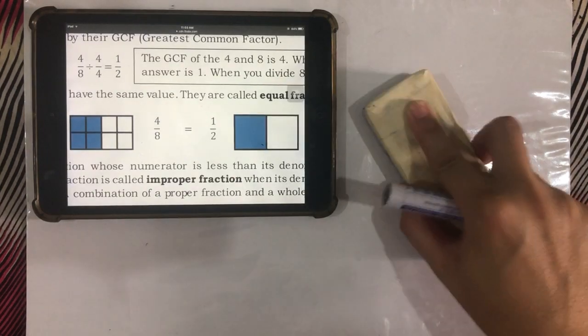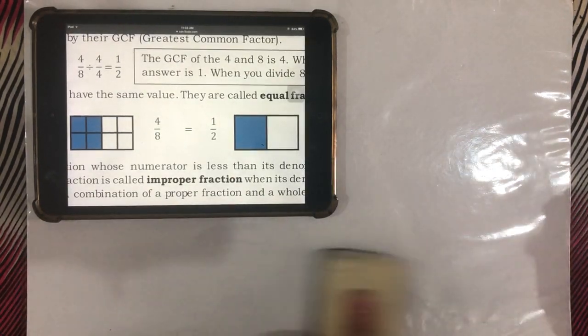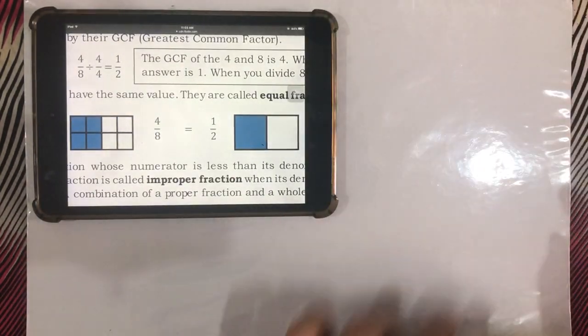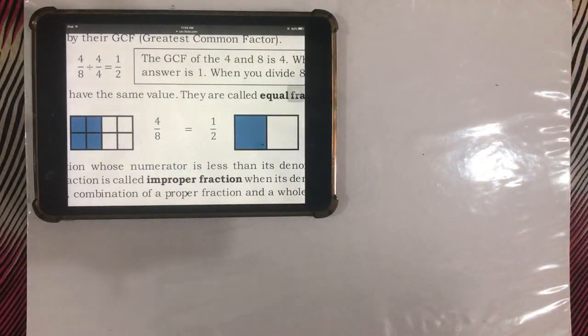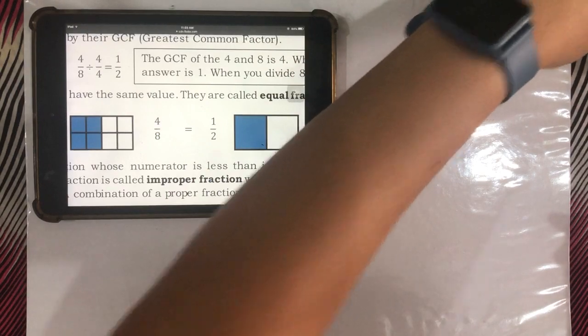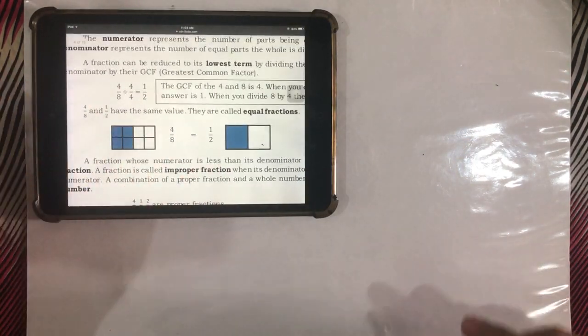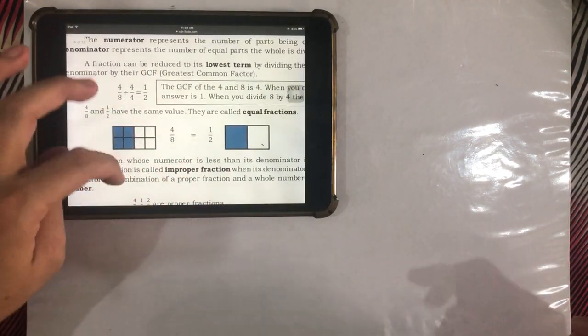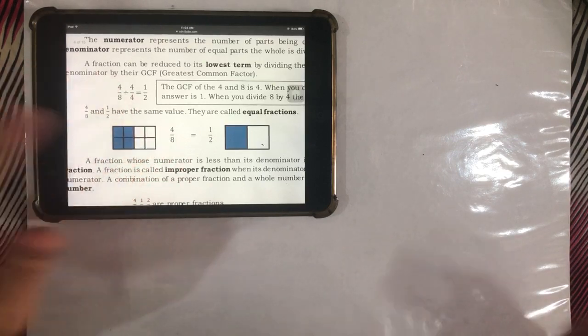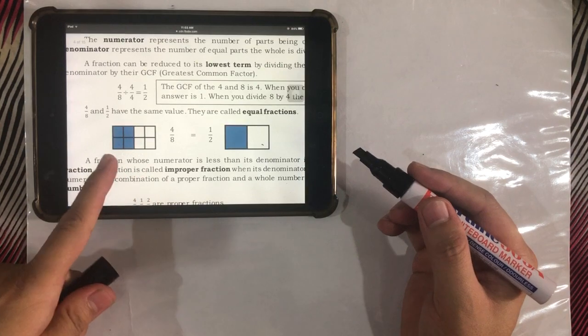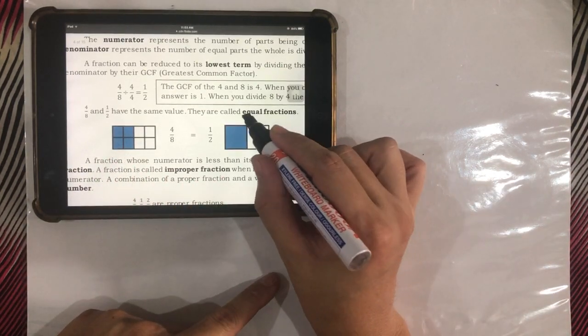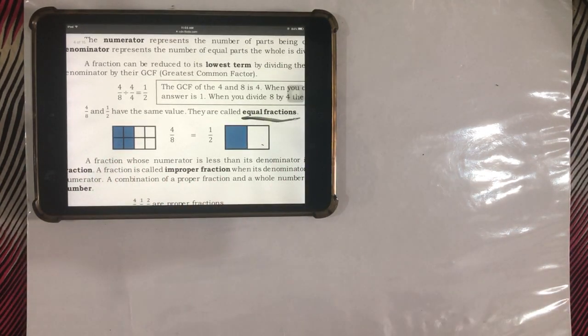So, that's what I always tell my students, na kailangan kung ano yung pinag-aralan natin sa mathematics, kailangan hindi nyo nakakalimutan kasi you will be needing that pagdating ng ibang lesson natin. Okay? Now, meron naman tayong tinatawag dito na improper fraction. Ang dami kasi. So, by the way, ang sabi din dito, yung 4/8 at yung 1/2, they are also called equal fractions.